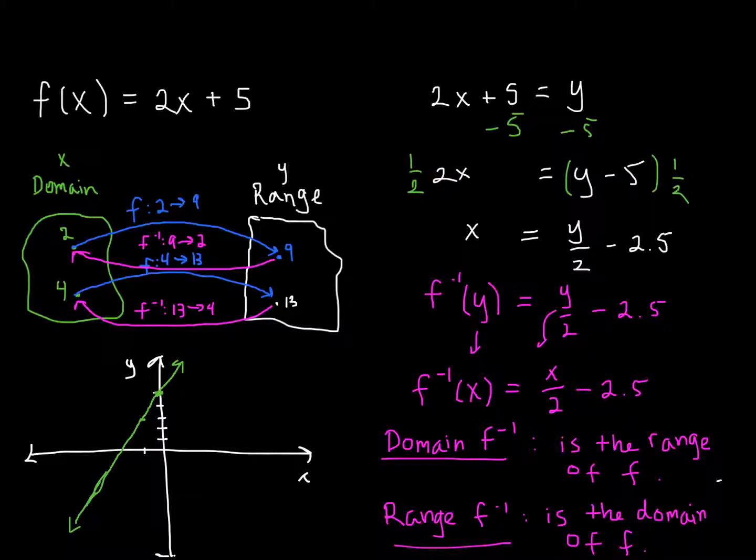And now let's go ahead and graph our inverse function. So the inverse function has a y-intercept at negative 2.5 and a slope of 1/2, meaning that if I were to move 2 units to the right, then I would move up 1 unit. Or another way of thinking about it is if I were to move 1 unit to the right, I'd move up 1/2 unit. Simply thinking about slope as rise over run.